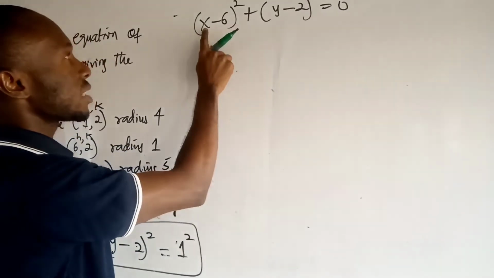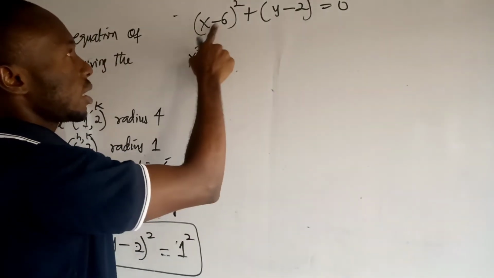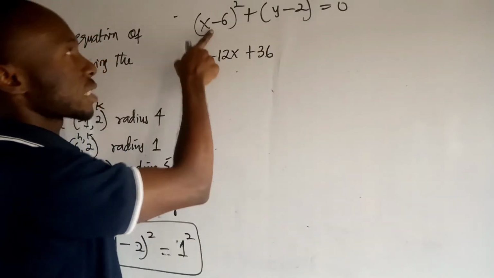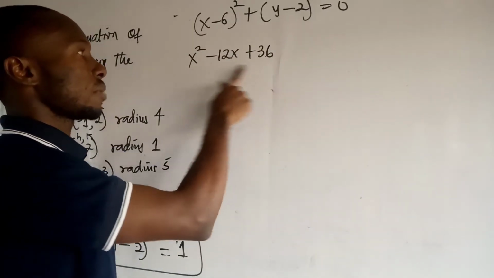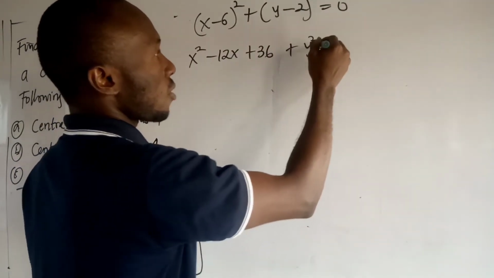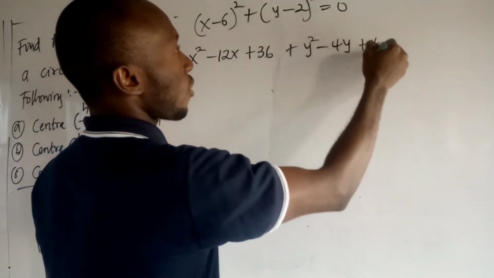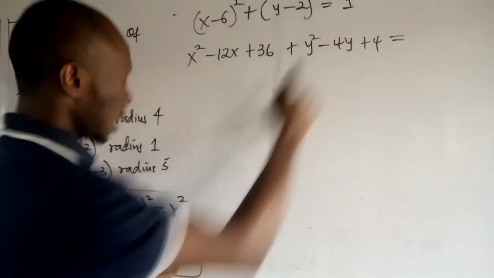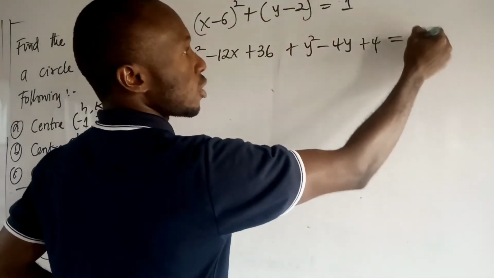So here, if I expand this, I'll have x squared minus 12x plus 36. Then plus, if I expand this, I'll have y squared minus 4y plus 4. Then equal to, oh sorry, here should be 1. 1 squared is the same as 1. So equal to 1.